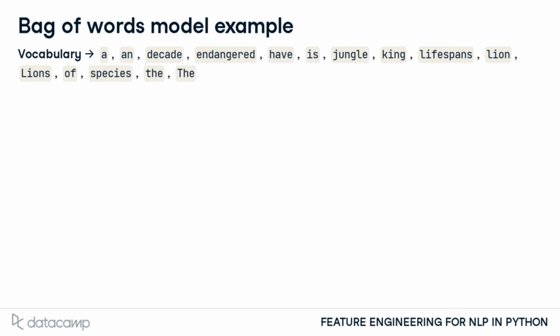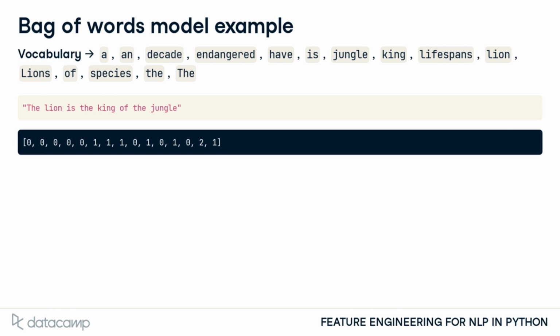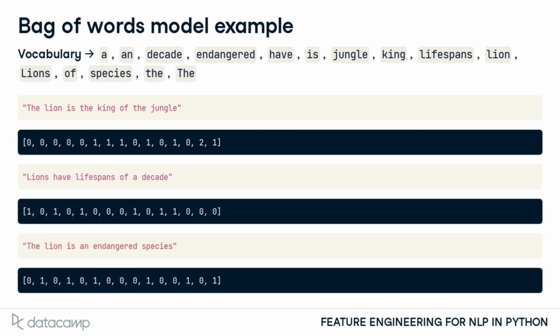Since there are 15 words in our vocabulary, our word vectors will have 15 dimensions, and each dimension's value will correspond to the frequency of the word token corresponding to that dimension. For instance, the second dimension will correspond to the number of times the second word in the vocabulary occurs in the document. Let's now convert our documents into word vectors using this bag of words model. The lion is the king of the jungle is converted to the following vector. Similarly, the other 2 sentences have the following word vector representations.